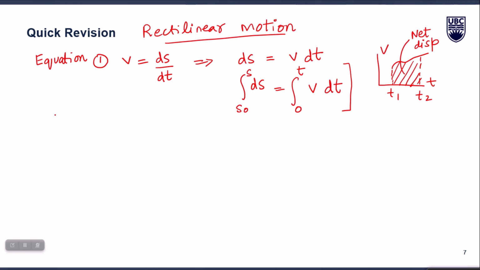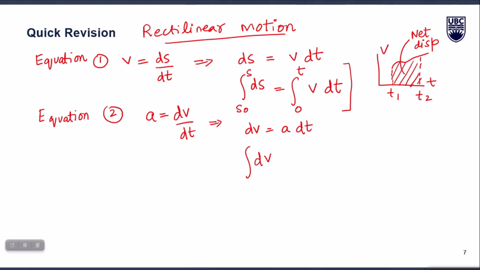The second equation we studied was equation 2, and that was a is equal to dv by dt. We can also write it as dv is equal to a dt, right? And also we can write it in integration form as dv from the starting value of v equal to v naught to any given v at a time t, is equal to integration of a dt, and the limits will be for t equal to 0 to t equal to some value t at a given time instant.